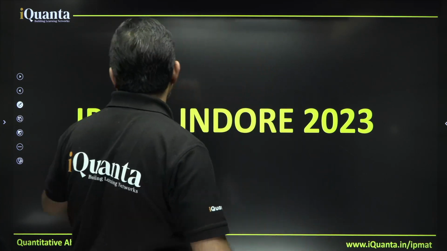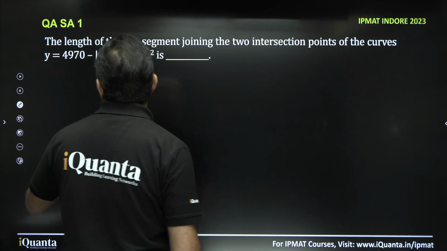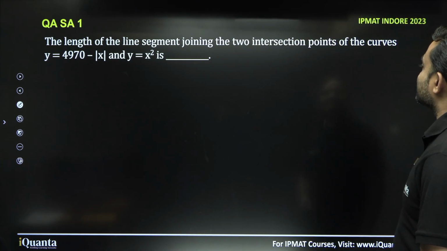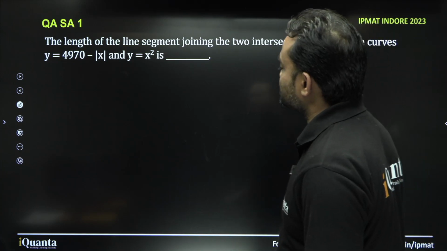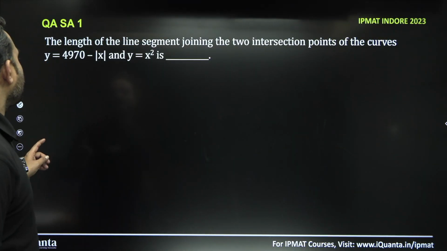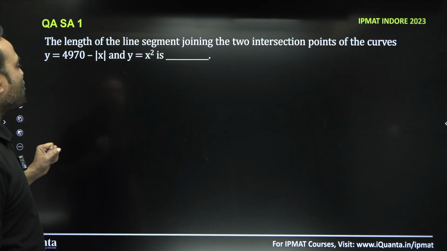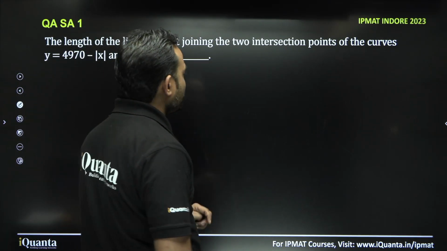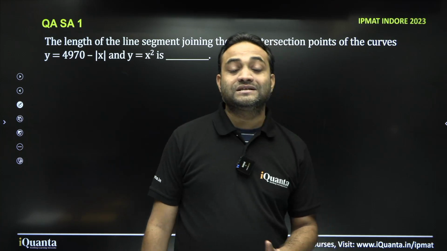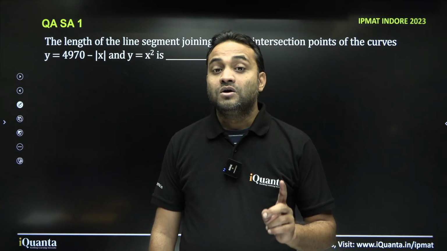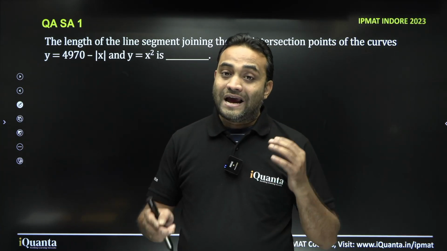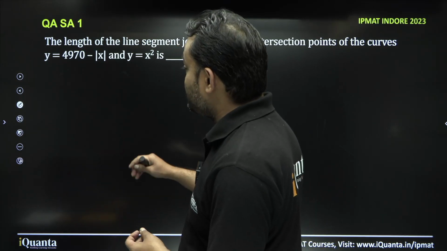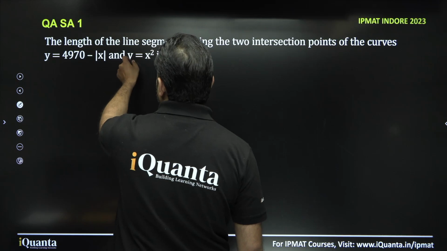So the first question is: the length of the line segment joining the two intersection points of the curves y is equal to 4970 minus mod x and y is equal to x square. So we have two equations, right? We have two equations and two variables. So what we do? We try to eliminate one of the variables. In this question, it's very easy to eliminate. This is y is equal to this and y is equal to this.